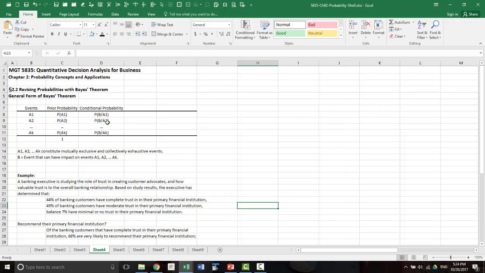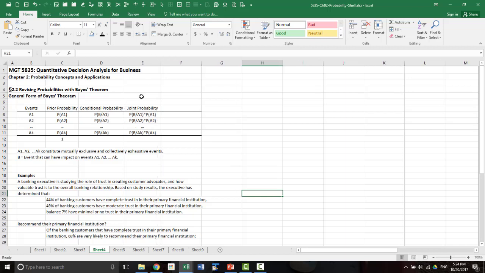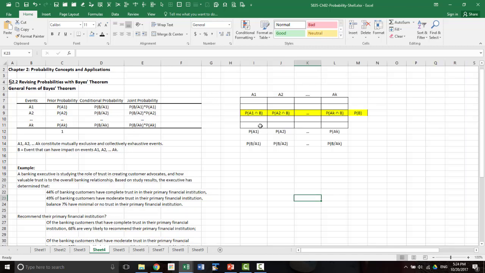These are the conditional probabilities. Now when you multiply these conditional probabilities with the prior probabilities, what would you get? Probability of B given A1 times probability of A1 will be the intersection probability between A1 and B. These are called joint probabilities; one other name for intersection is joint probability. Now when you add all these joint probabilities, what you will get is the probability of B.